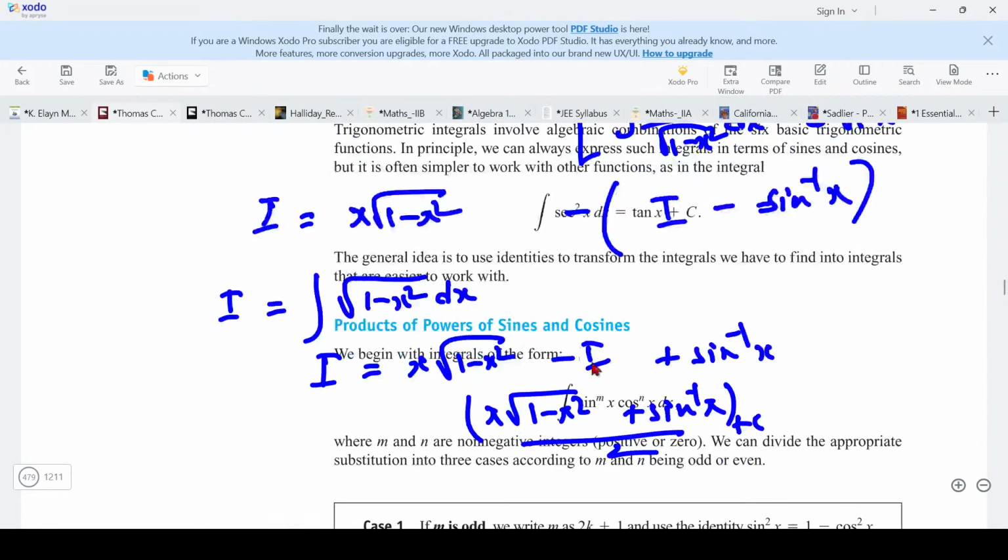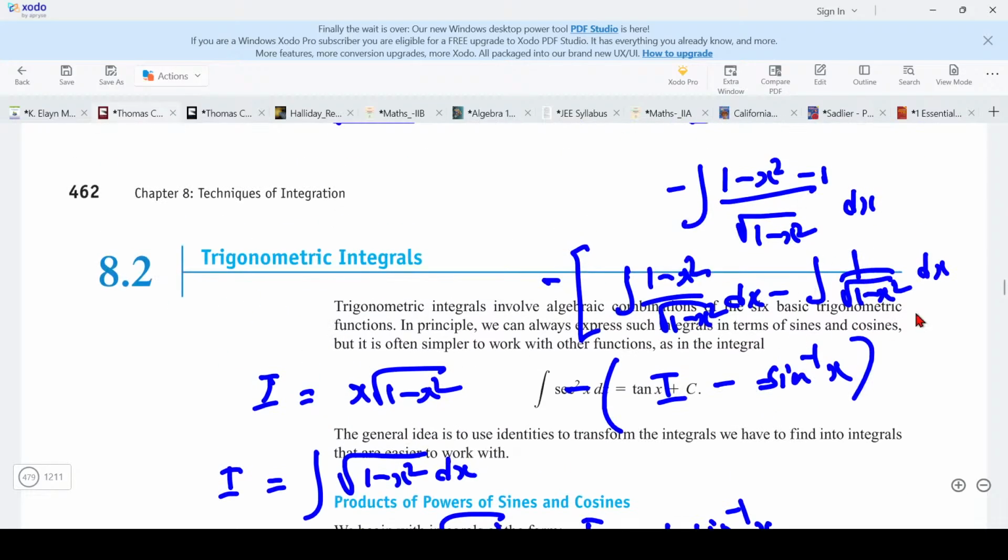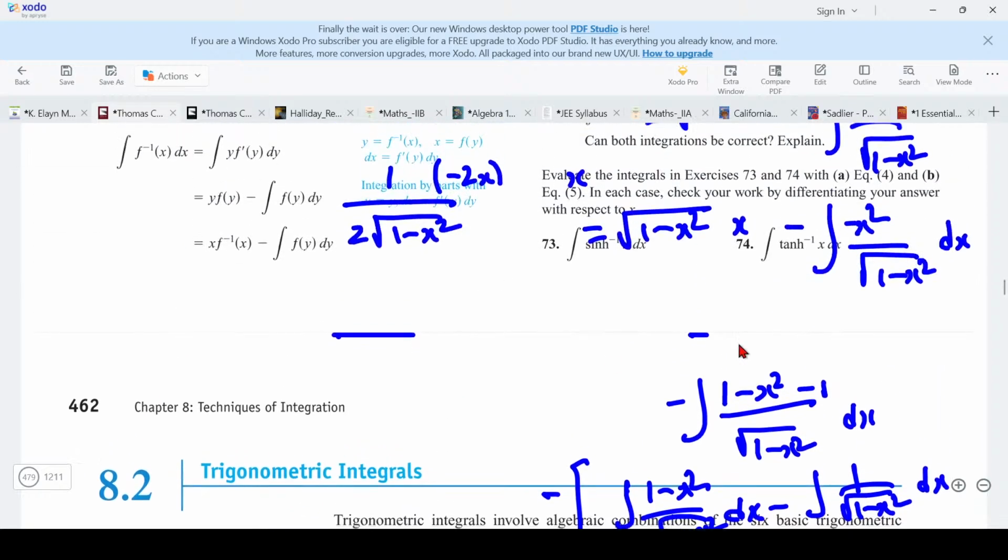Yes, sir. So he did not evaluate this integral. He has actually left it as is. Integral of 1 minus 1 by under root 1 minus x. So he left it as is. Okay, just do this once again.